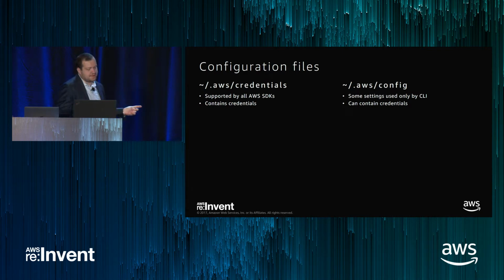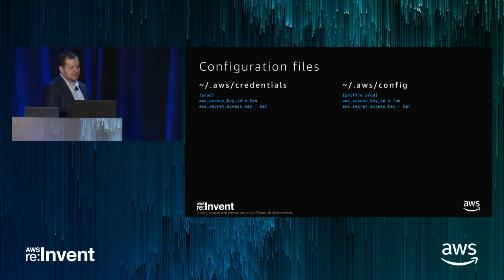So there's two different configuration files that control the CLI. The first one is in your .aws folder, in your home directory, there's a credentials file. So that credentials file, you put your credentials in there, or if you do the AWS configure command, that's where it puts your credentials. And they're supported by all AWS SDKs. And then there's the AWS config file. So this file can also contain your credentials. It's not supported by all AWS SDKs for credentials, but most of them. And some of the settings are only used by the CLI in this file, not all the SDKs.